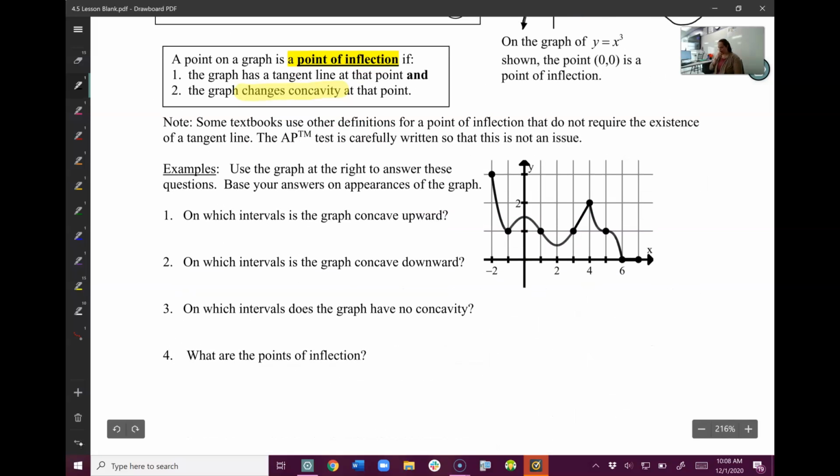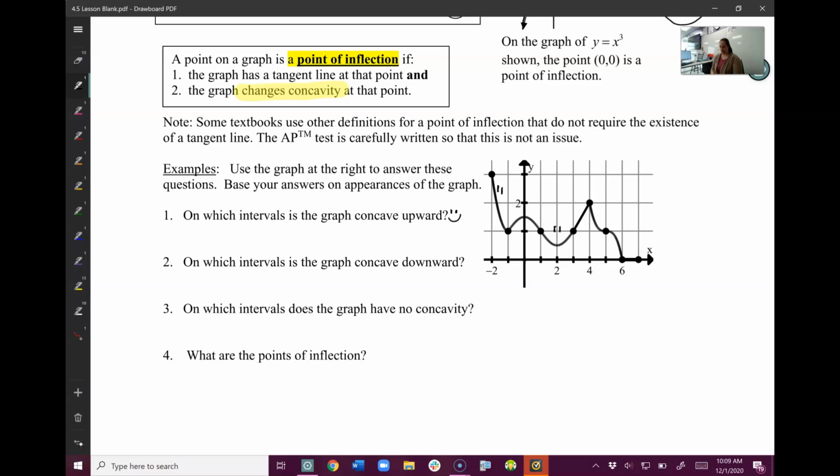So let's start with this first problem. We're going to look at this graph right here. On which intervals is the graph concave up? So if I look at it, concave up is my smiley face. So right there is going to be concave up. That's going to be concave down. That's a frowny face. Right there is going to be concave up. There's a smiley face. This right here is going to be neither. That's a straight line, so it doesn't have any concavity.